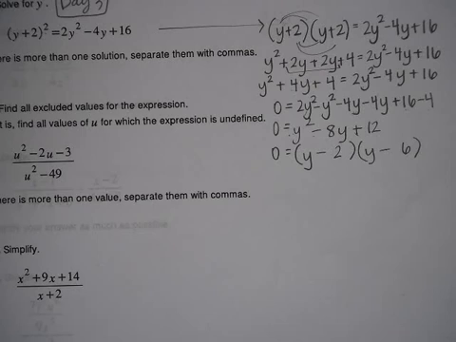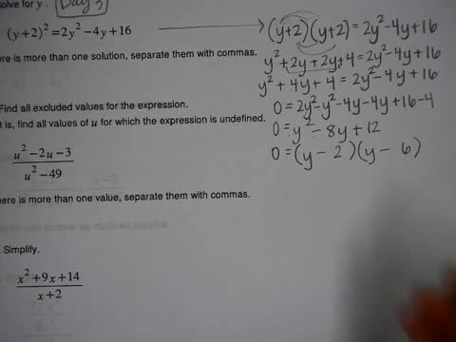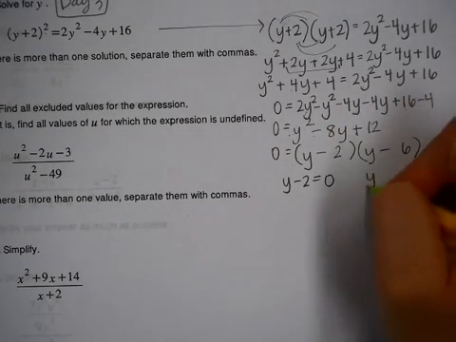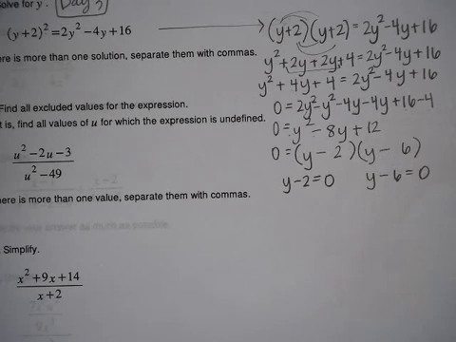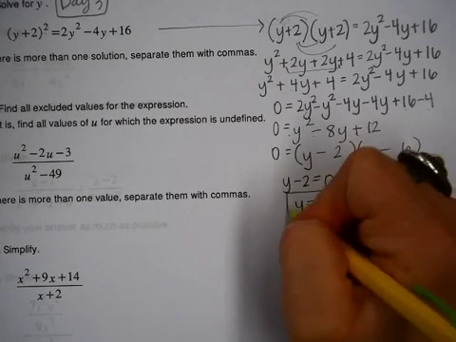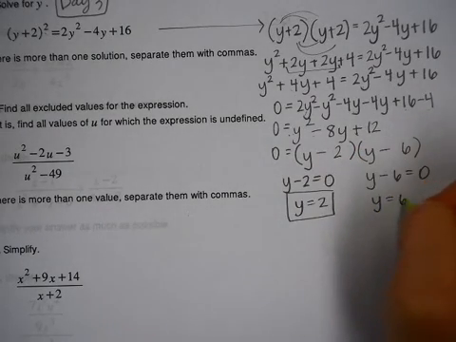We need to set each piece equal to 0 and solve for y, okay? Remember, that's your new part on these: after you factor, you set each piece equal to 0 to get those two answers. So we have y minus 2 equals 0 and y minus 6 equals 0. So what are those two answers going to be? y equals 2 and y equals 6.